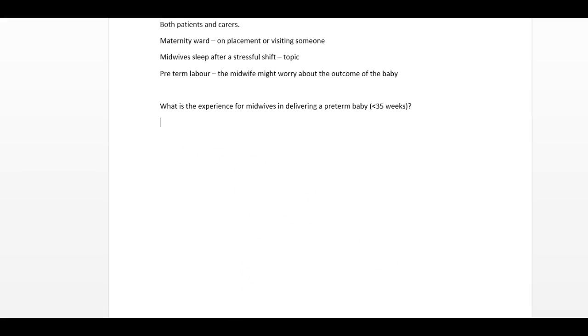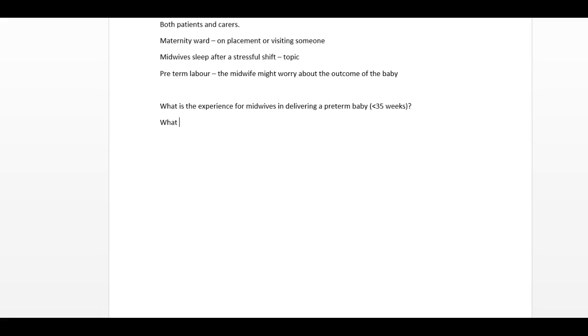We might then go on and say, what is the experience of stress? No, that doesn't quite work. So you'll find quite a lot of this as well. So what is the experience for midwives in delivering a preterm baby?